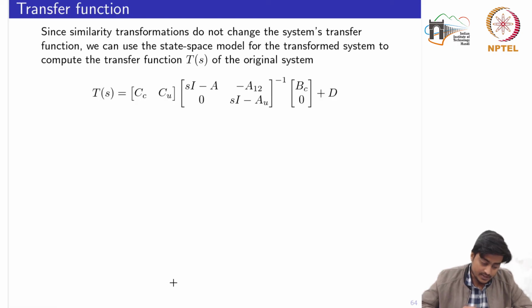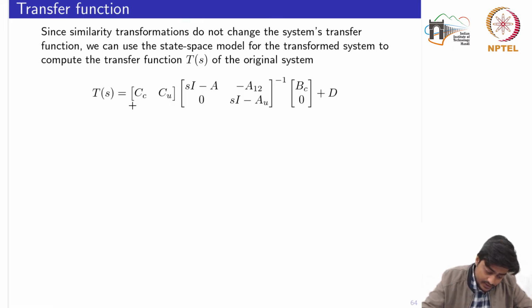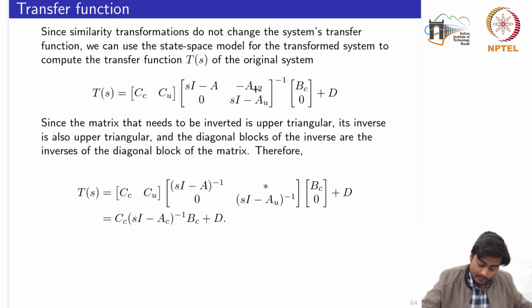Let's see the transfer functions. Since the similarity transformations do not change the system transfer function, as we had seen in the first week when we were discussing the equivalence transformations of the two different pairs, if we compute this T of s, which is C (sI minus A) inverse B plus D, this is the overall transfer function we had computed. Again, since it's an upper triangular matrix, the inverse of this matrix would be the inverses of these diagonal elements at least, and this off-diagonal element needs to be computed, but it is of no use to us because the multiplication of this with this would be 0. Okay, so finally we would have this one, C c (sI minus A c) inverse B c plus D. Right?